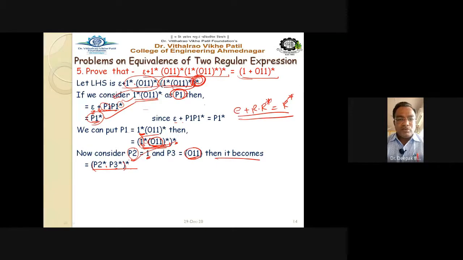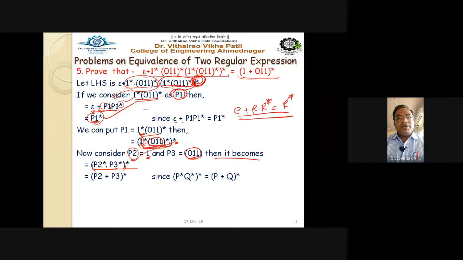Now apply the identity rule. You just tell me which identity rule we have to use here. The rule which we are using here is (P star dot Q star) bracket raised to star, that is equal to (P plus Q) bracket raised to star. So write down (P2 plus P3) bracket raised to star. This identity rule we used here. Now what is the value of P2? P2 is nothing but 1, and P3 is nothing but 0 1 1. So it is written here, and that is nothing but your RHS.